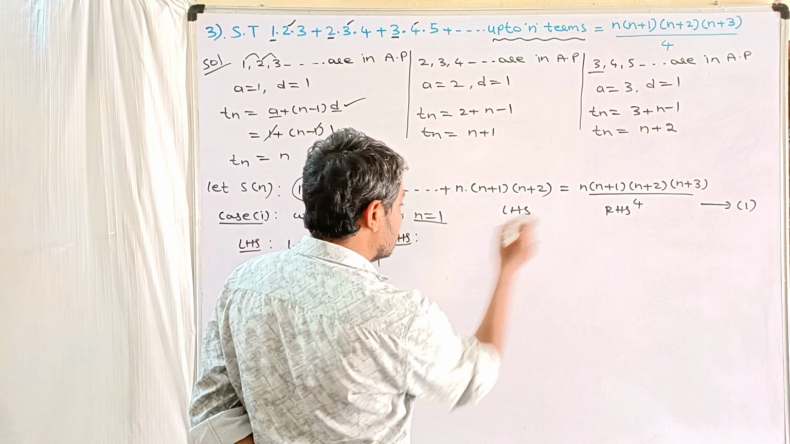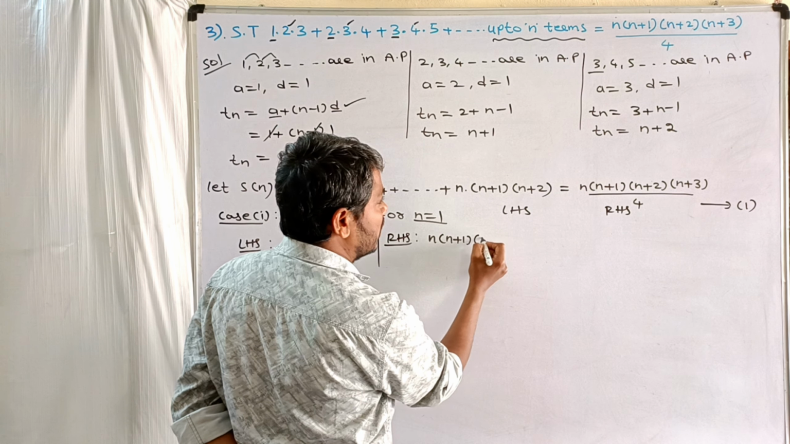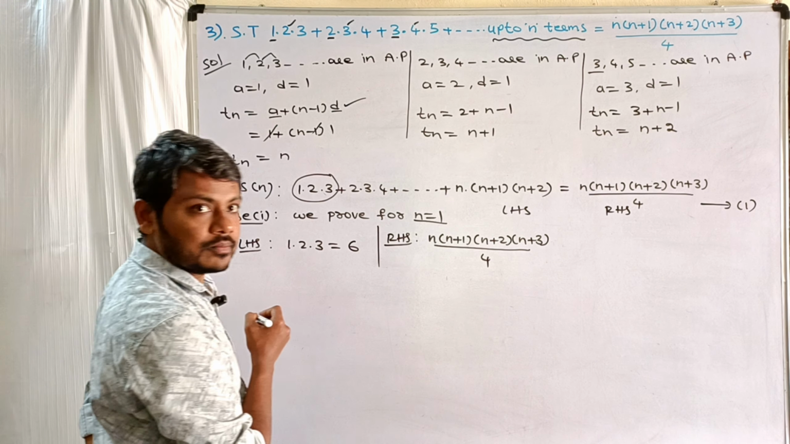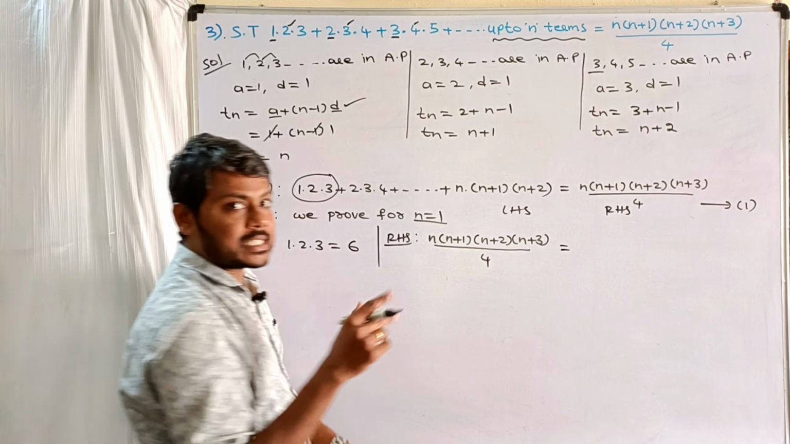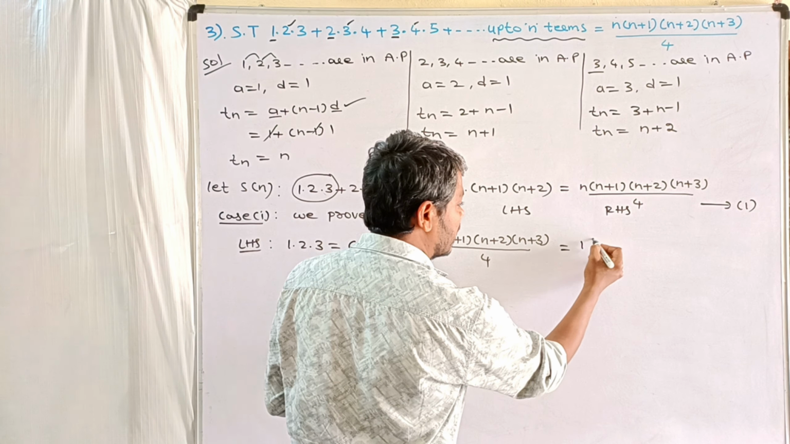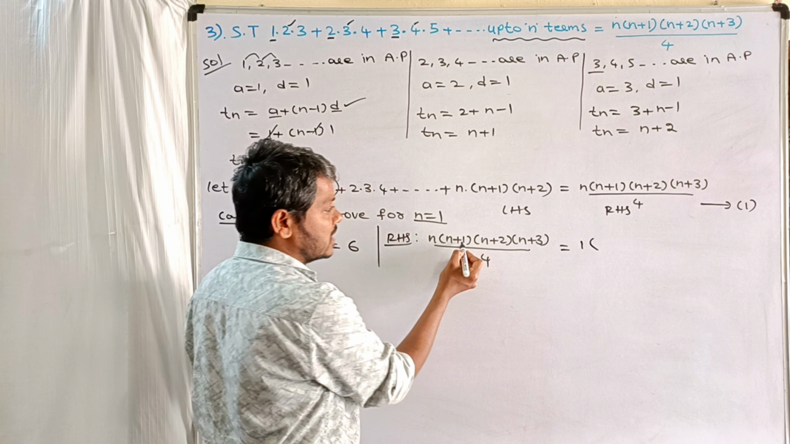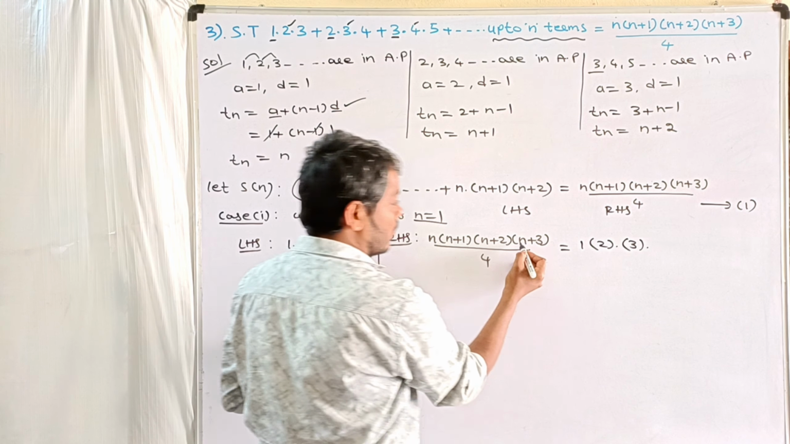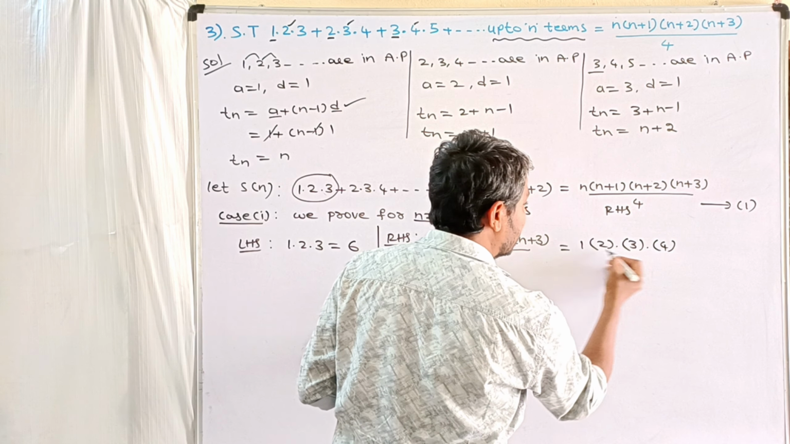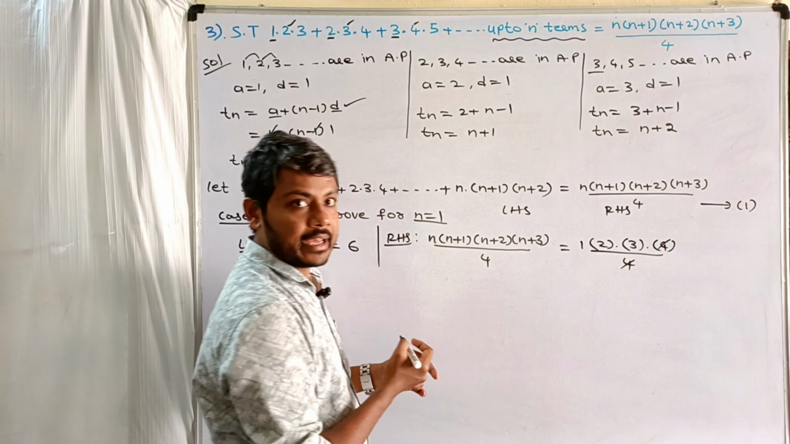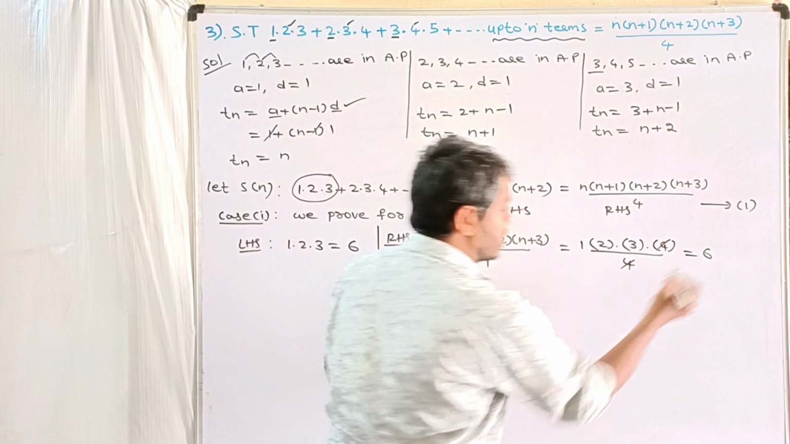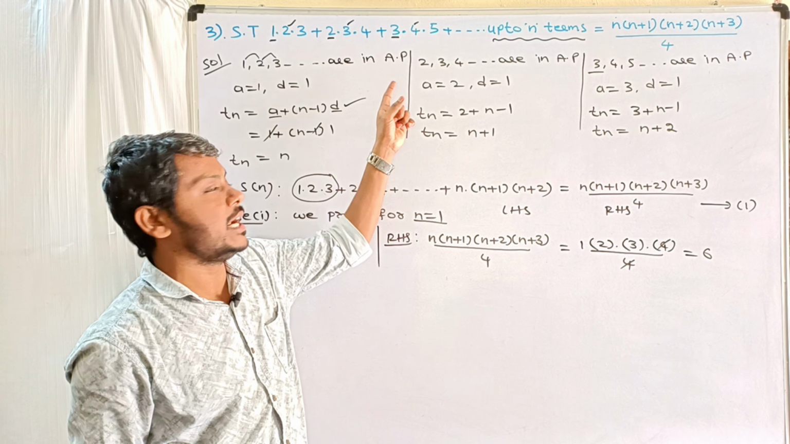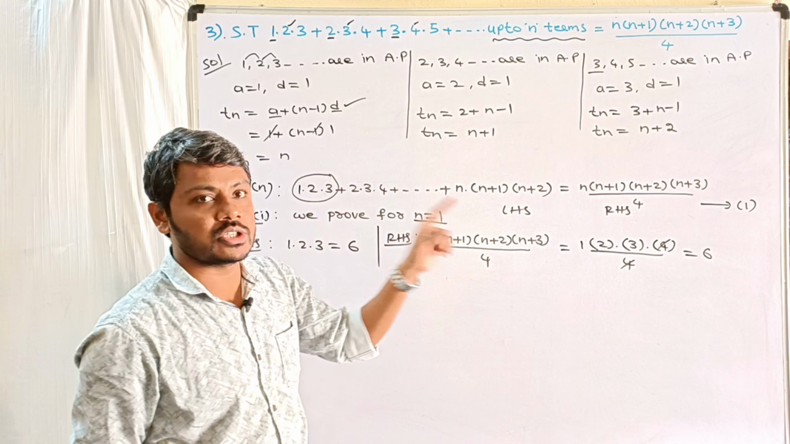What is RHS? n into (n plus 1) into (n plus 2) into (n plus 3), which is divided by 4. Now we can replace n by 1. That is 1 into (1 plus 1), 2 into (1 plus 2), 3 into (1 plus 3), 4, divided by 4. So 4 is cancelled. 2 into 3, again 6. Clearly, LHS 6 and RHS 6. So we can say that the given statement is true for n equal to 1.